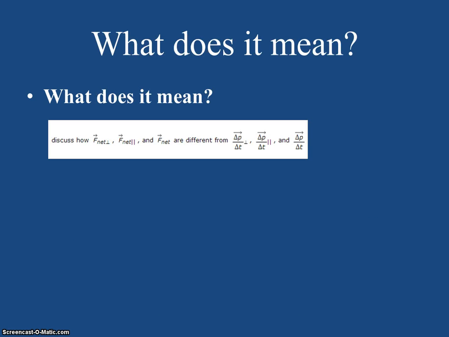Fnet perpendicular, Fnet parallel, and Fnet are different from dp over dt and its components because forces are what cause the change in momentum. dp over dt is calculated from the observed positions, but Fnet is a force that causes the specific observed motion and its change in momentum. dp over dt and that force, however, do have the same magnitude.